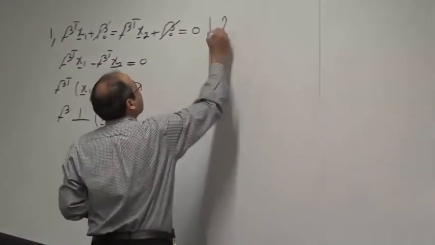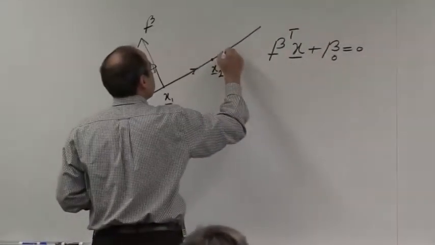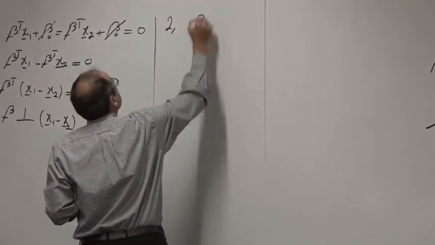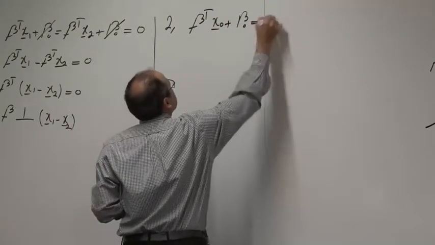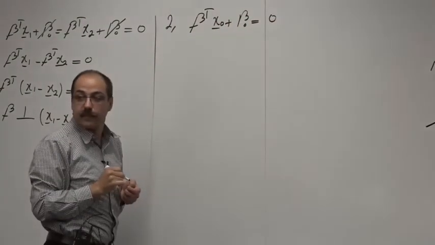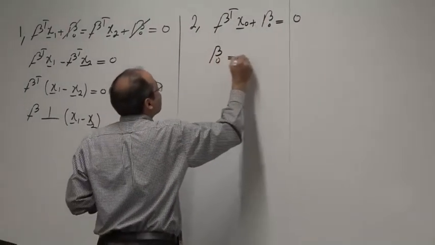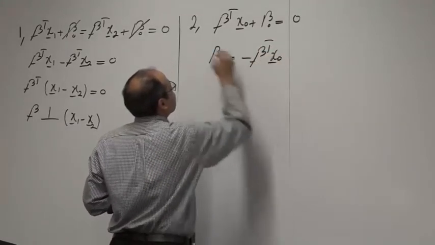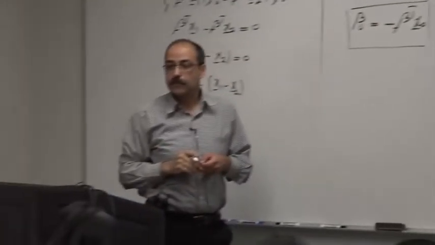Second, for any point x null here, we know that beta transpose x null plus beta null is equal to 0. It means that for any point, beta null is equal to negative beta transpose x null, right?